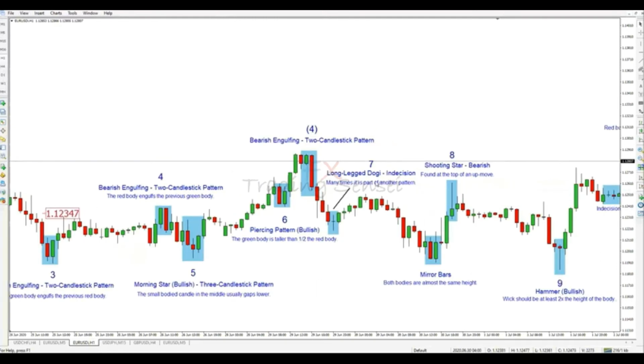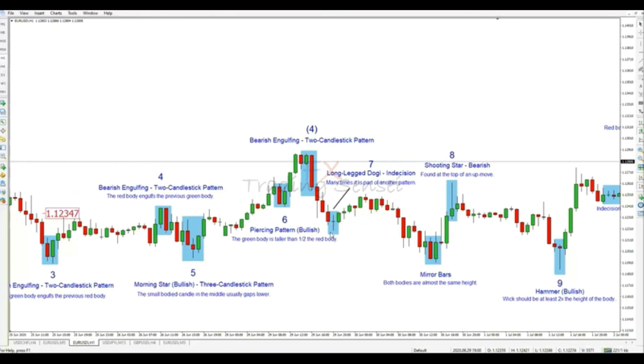Let us go now to number 7, the long-legged doji, which is this single pattern candlestick here. And this candlestick represents indecision. Usually dojis don't have very long shadows or wicks top and bottom, but this one is called a long-legged doji. It does represent indecision, but many times you will see it in conjunction with other patterns. You will see it as a turning point, right, which is what you see here.